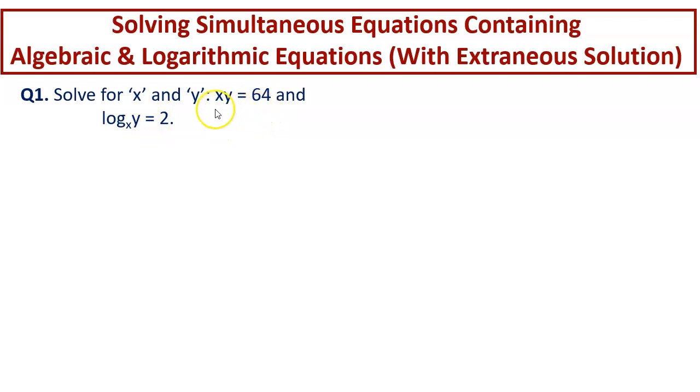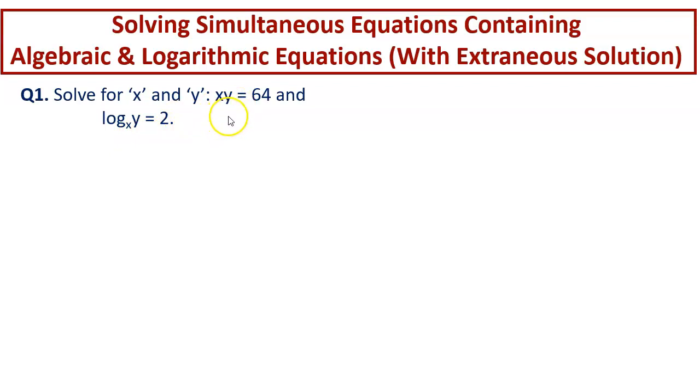If you start with the algebraic one, since the base is x, you can express x in terms of y or y in terms of x. If you express x in terms of y, then x will be equal to 64 over y, and you will be having 64 over y as the base. If you like that, fair enough. You can go for it, and it will definitely be giving you the correct answer.